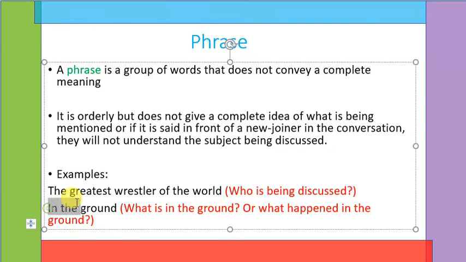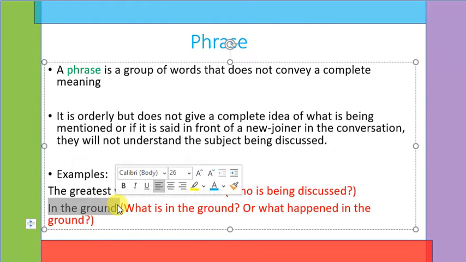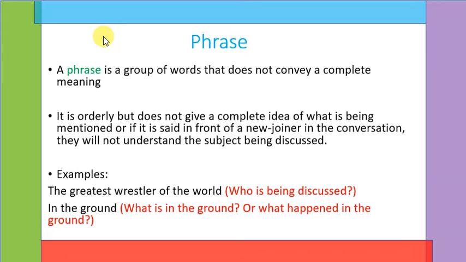The next one is in the ground. Again, what is in the ground? What happened in the ground? What event is occurring in the ground, or what has happened in the ground? We don't know about that yet. It doesn't give a complete meaning to us of what is being discussed. So those are the differences between a phrase and a sentence.